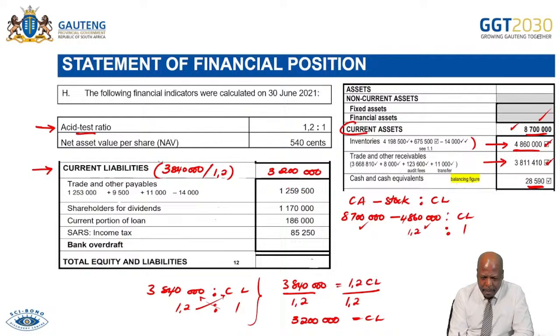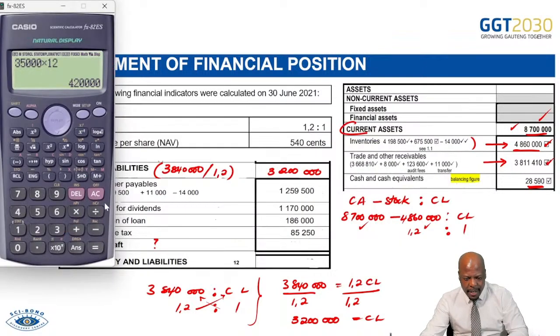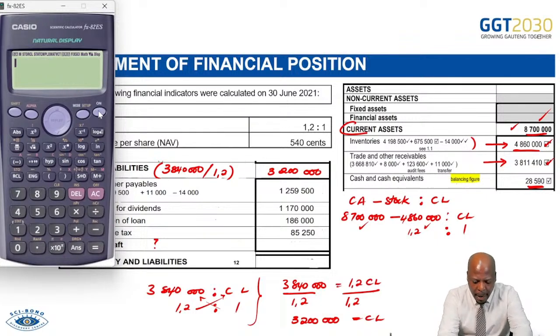Once I have my current liabilities, I know that I am missing an amount for bank overdraft. Okay? I'm missing that amount for bank overdraft. So I'll now say my 3.2 million. Let's do it together. Let's see if we can find our calculator. There it is. Okay. So we now say on our calculators, it is my 3.2 million.